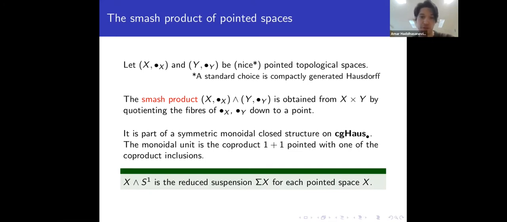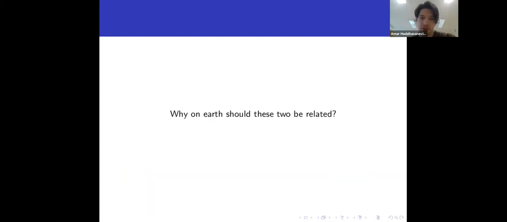So one of the typical examples is that taking the smash product of any space with the circle gives the reduced suspension, and in particular keeping doing smash products of circles just gives the sequence of all the n spheres. So question, why on earth should these two be related?